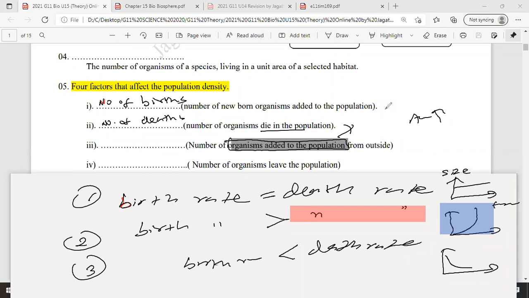So same scenario here, due to immigration, more organisms are added to the population. Even the population in a country will change because of this. We call it immigration. In our country that is not a problem, because hardly anyone comes here and settles, getting settled here. Very rarely, right?